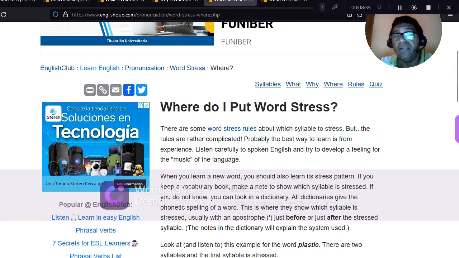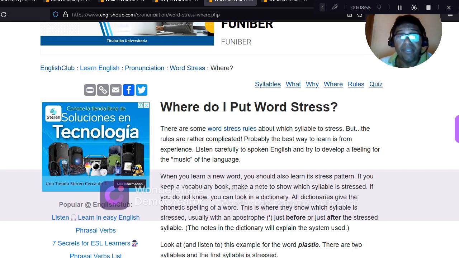Okay, where do I put word stress? There are some word stress rules about which syllable to stress, but the rules are rather complicated. Probably the best way to learn is from experience. Listen carefully to spoken English and try to develop a feeling for the music of the language.